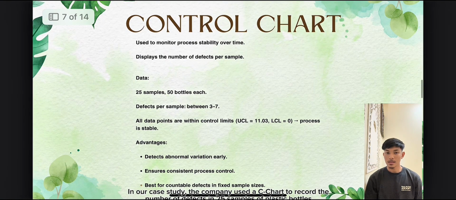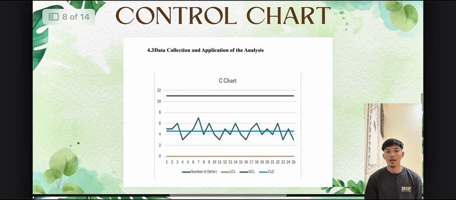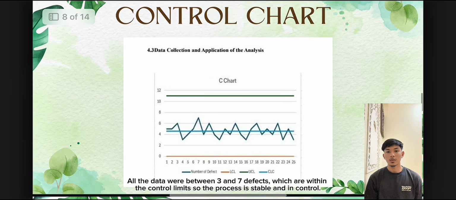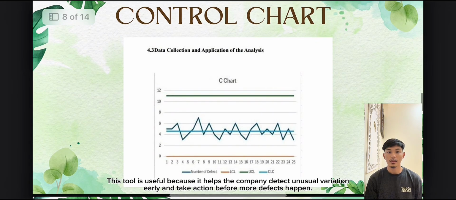In our case study, the company used a C chart to record the number of defects in 25 samples of plastic bottles. All the data were between 3 and 7 defects, which are within the control limits, so the process is stable and in control. This tool is useful because it helps the company detect unusual variation early and take action before more defects happen.